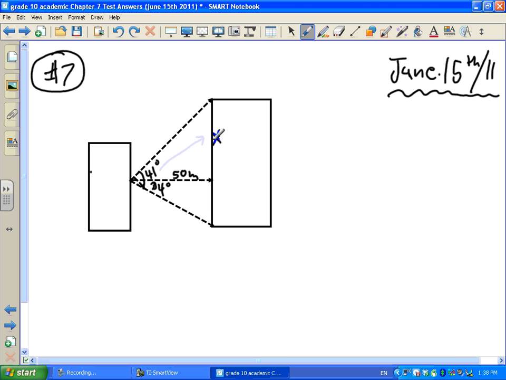Because we have an adjacent and opposite, we're going to use tangent. So tan 41 is equal to the opposite, which is X, divided by 50. Now when we move 50 to the other side of the equation, it becomes 50 times tangent 41 is equal to X.